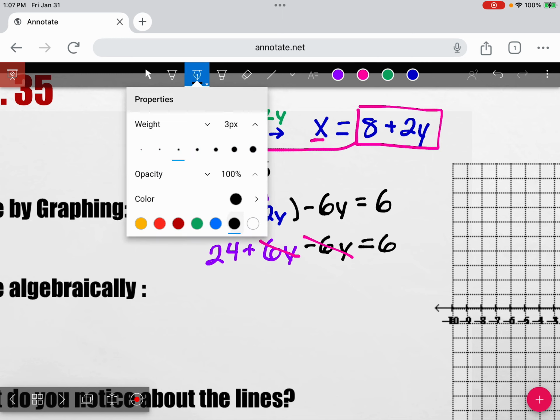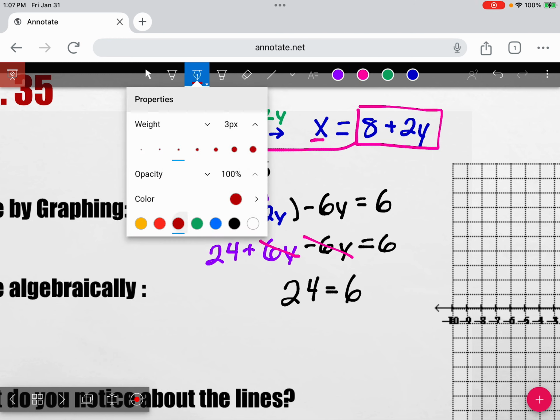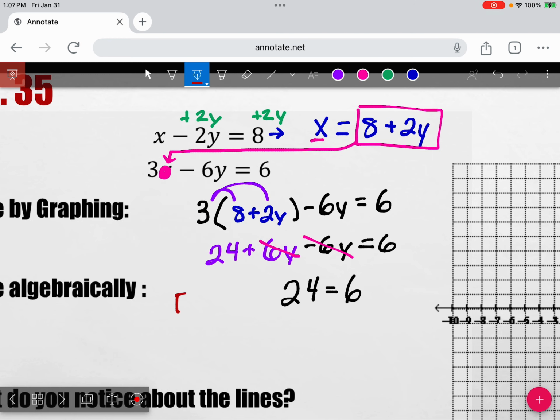What we wound up with is a statement that says 24 equals 6. Does 24 equal 6? No. Even if x is 12, 24 does not equal 6. If y is 411, 24 does not equal 6. If x is 0.89432, 24 does not equal 6. So we get something that is inherently false. This is not true.